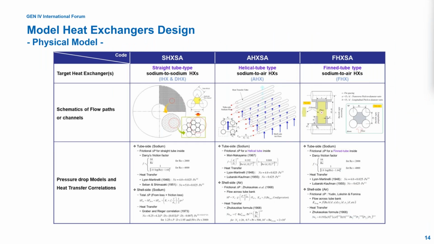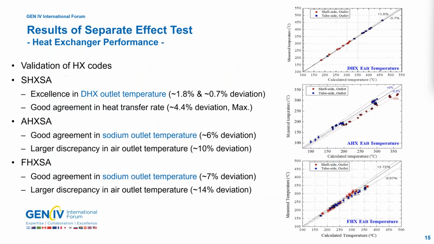So this is a summarized table of each code description. There is information on the most important part, the correlations for pressure drop and heat transfer. If it's too small to read, please refer to the many open sources that we have published. Okay, next slide, please.